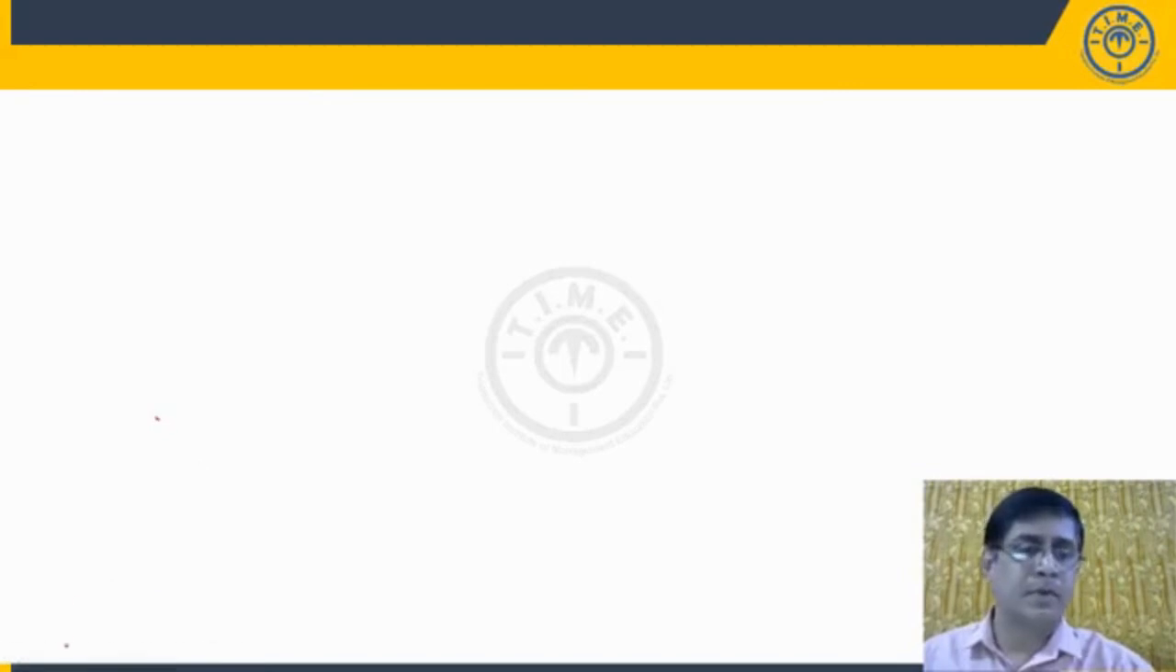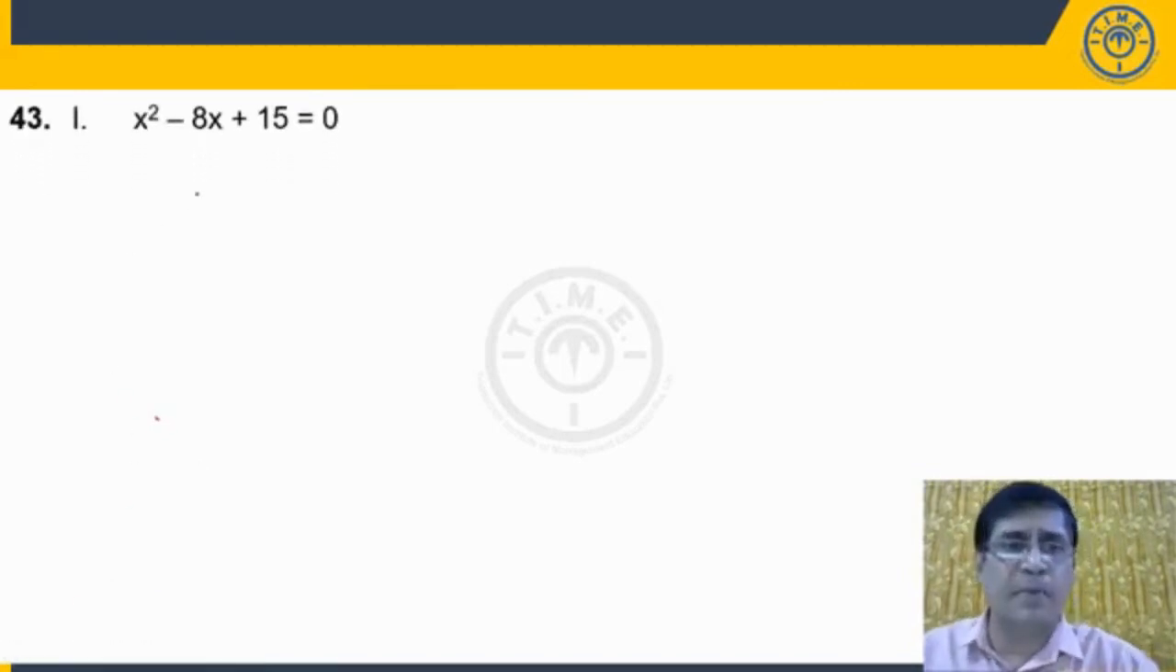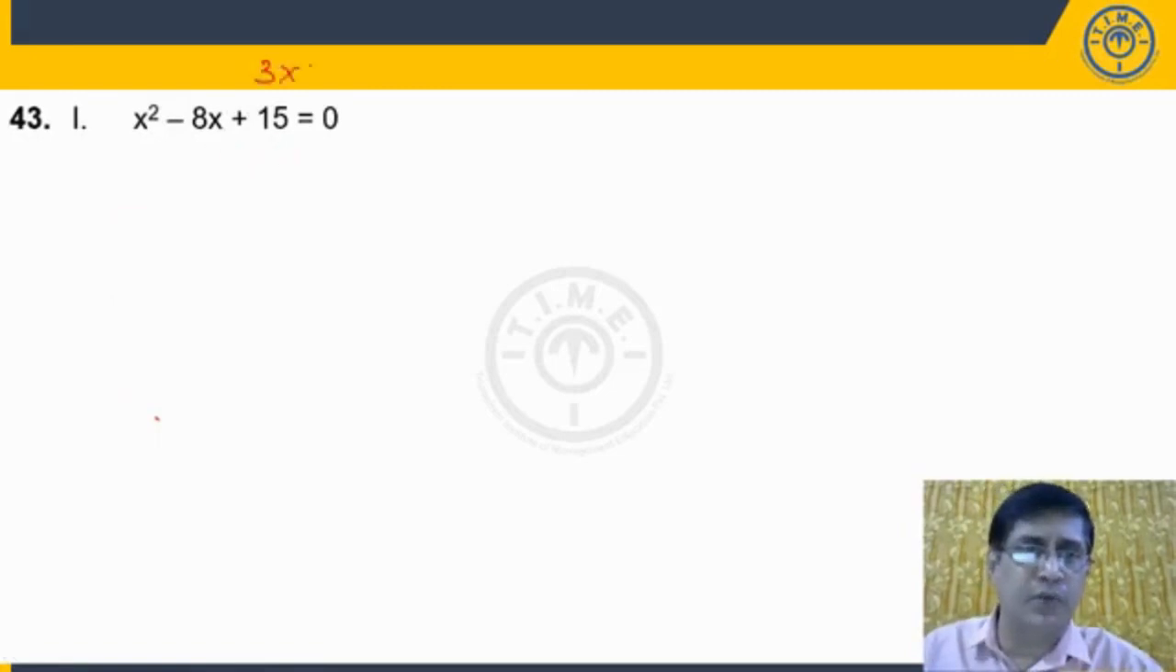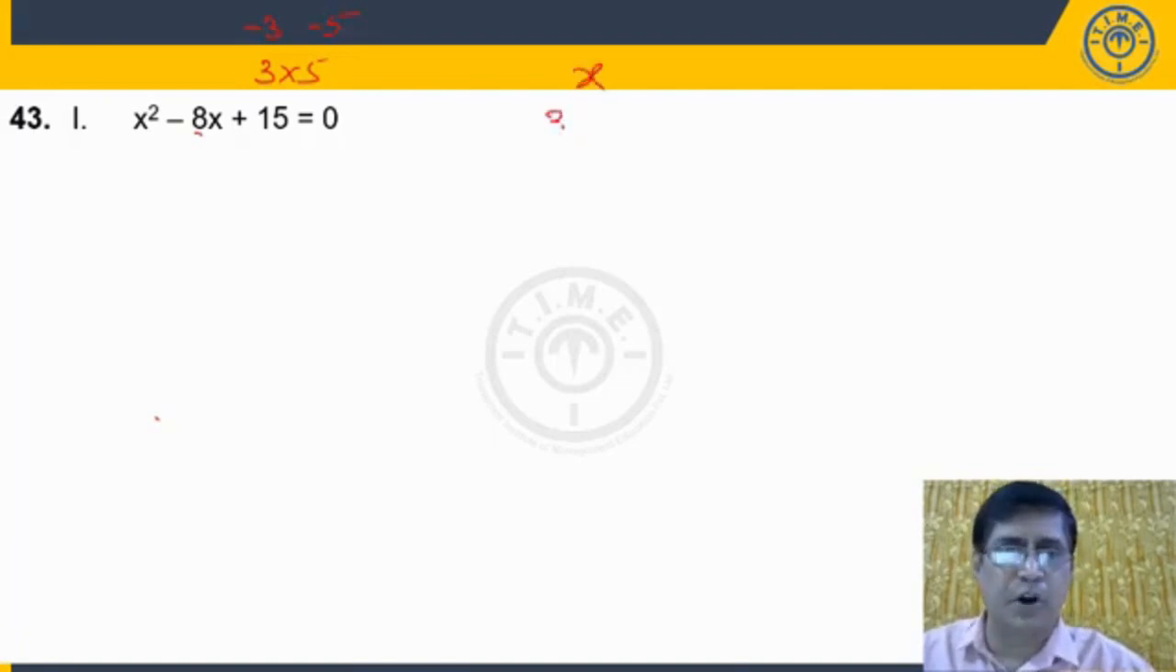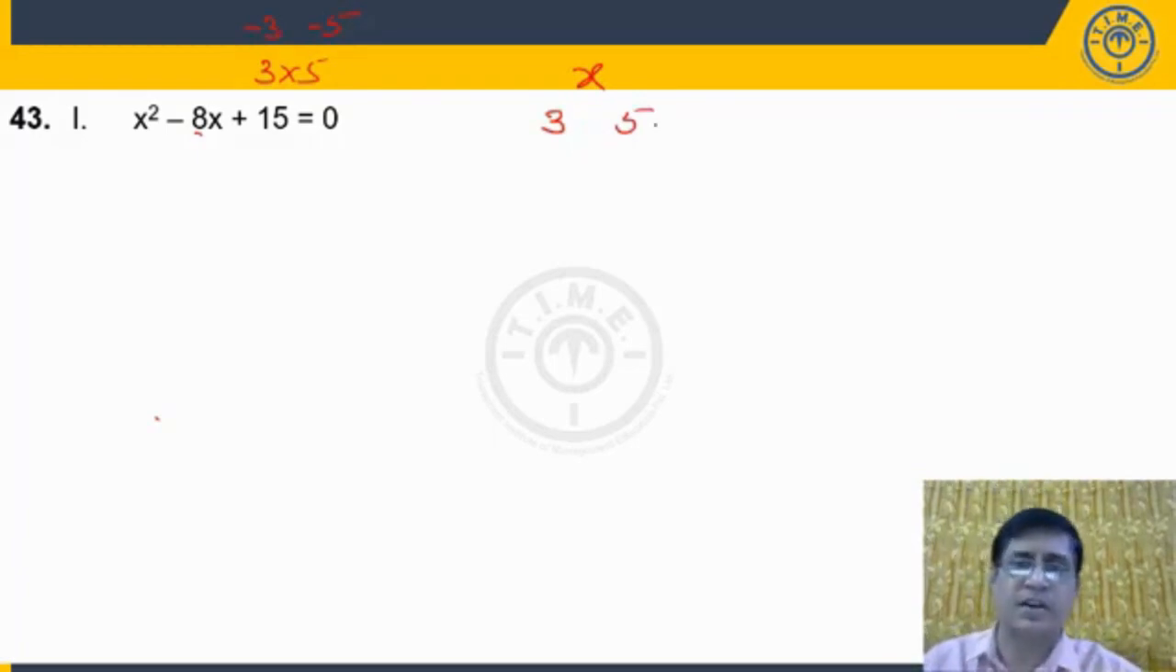Now look at the next question on your screen. x square minus 8x plus 15 is equal to 0. 15 means 3 into 5. The sum of these two numbers is the middle term. So minus 3 and minus 5. So what are the roots of the first quadratic equation? Positive 3 and positive 5, by the coefficient of x square.